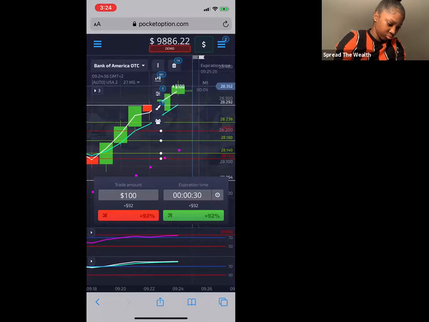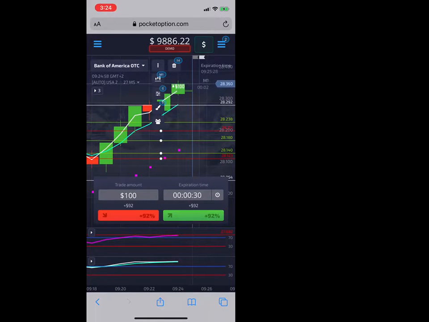So I cleared this trade. Boom. 384 banked. This next candle I could have bought. Now, hold on, let me zoom in.